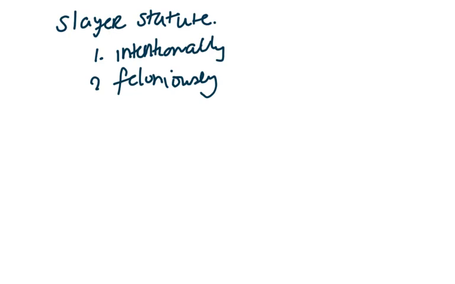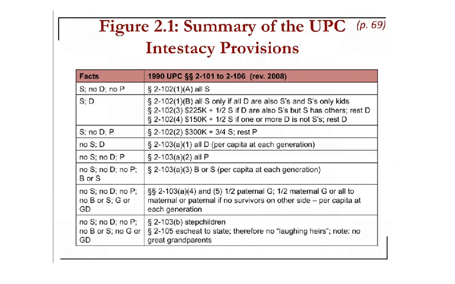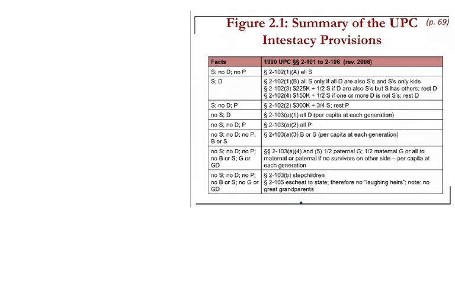Okay, so far we have talked about the order in which property gets distributed in probate. Now we're going to shift to talking about how shares are calculated when property passes through intestacy. We're going to use the UPC approach that is summarized in your textbook. You can find it on page 69. It can be a little complicated at first glance, so let's walk through it.